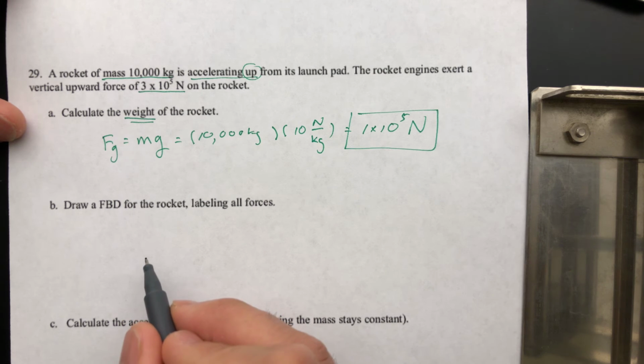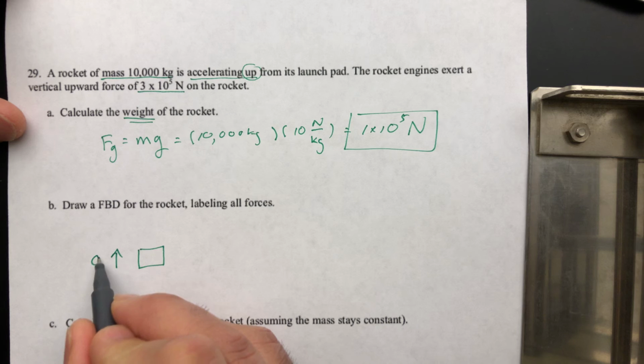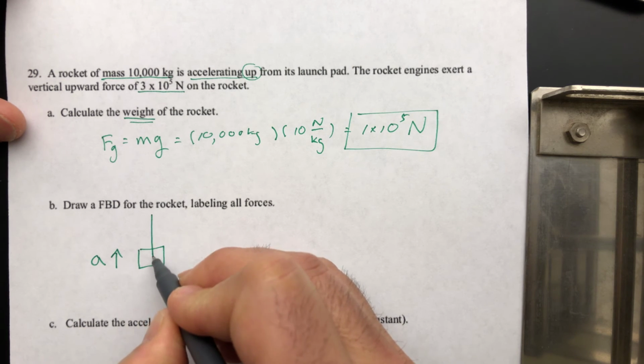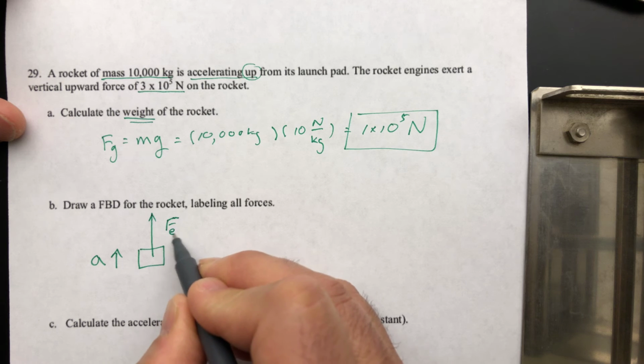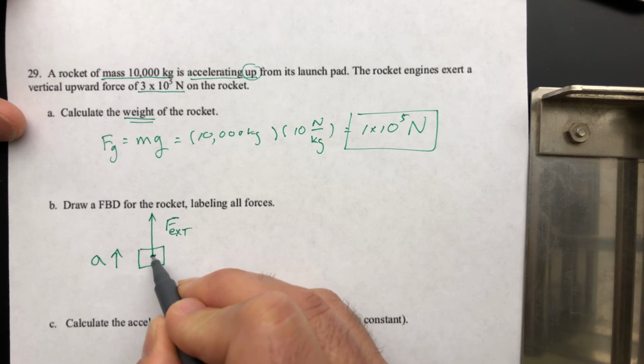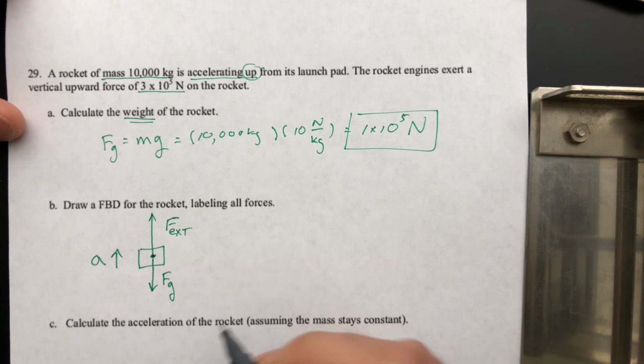We're going to draw the free body diagram of the rocket, and we just want to make sure that we indicate that the acceleration is upwards, which means that the up force, which we'll call the F external or F applied or F thrust, is greater than the force of weight because the acceleration is upwards.